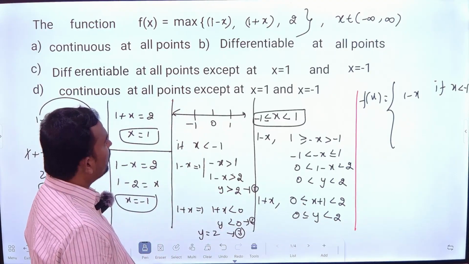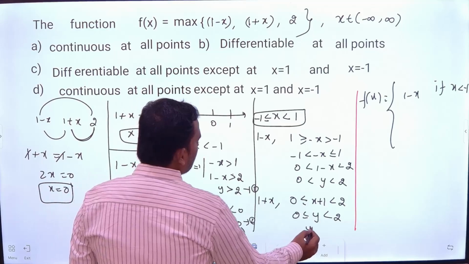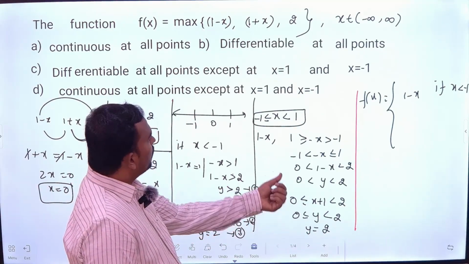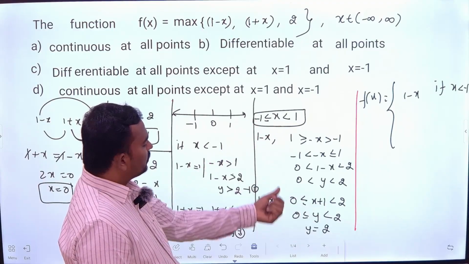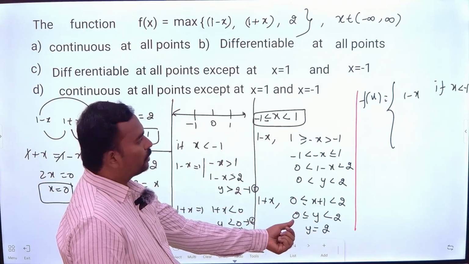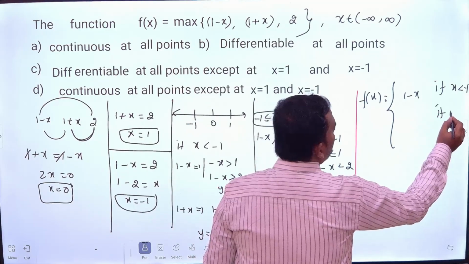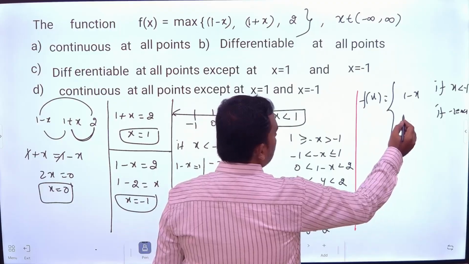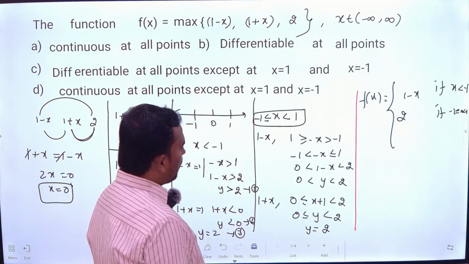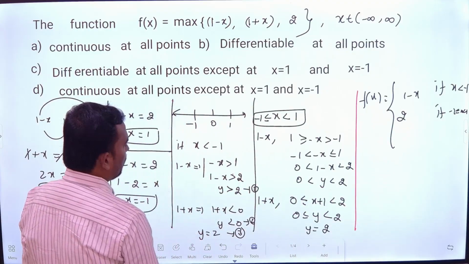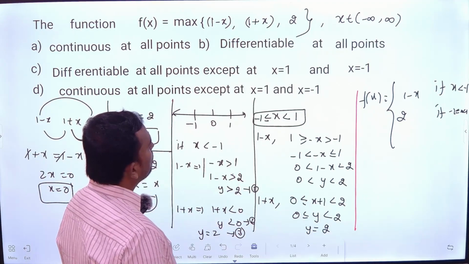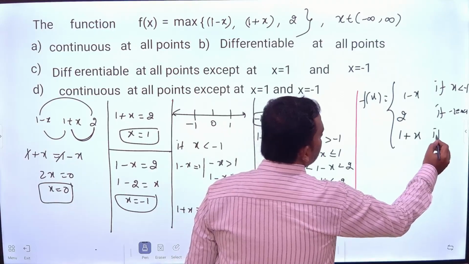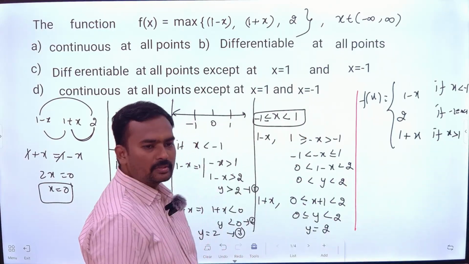Okay. So next is y is equal to 2. You can see we have to take the interval minus 1 to 1. In this interval, which is the maximum here, y is equal to 2. If minus 1 less than x less than 1, which is the maximum here, 2, right? And one more thing, if you take x greater than 1, obviously one more function is there, that is 1 plus x. That is, if x is greater than 1, this is your function, right?